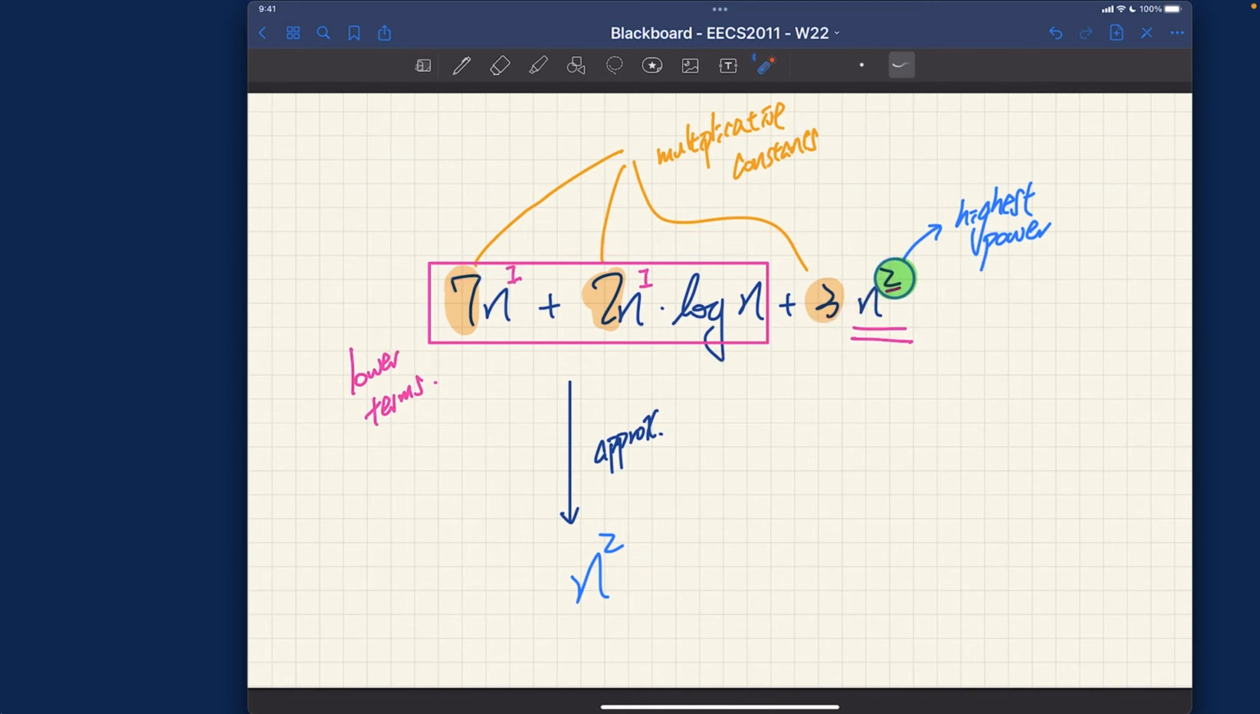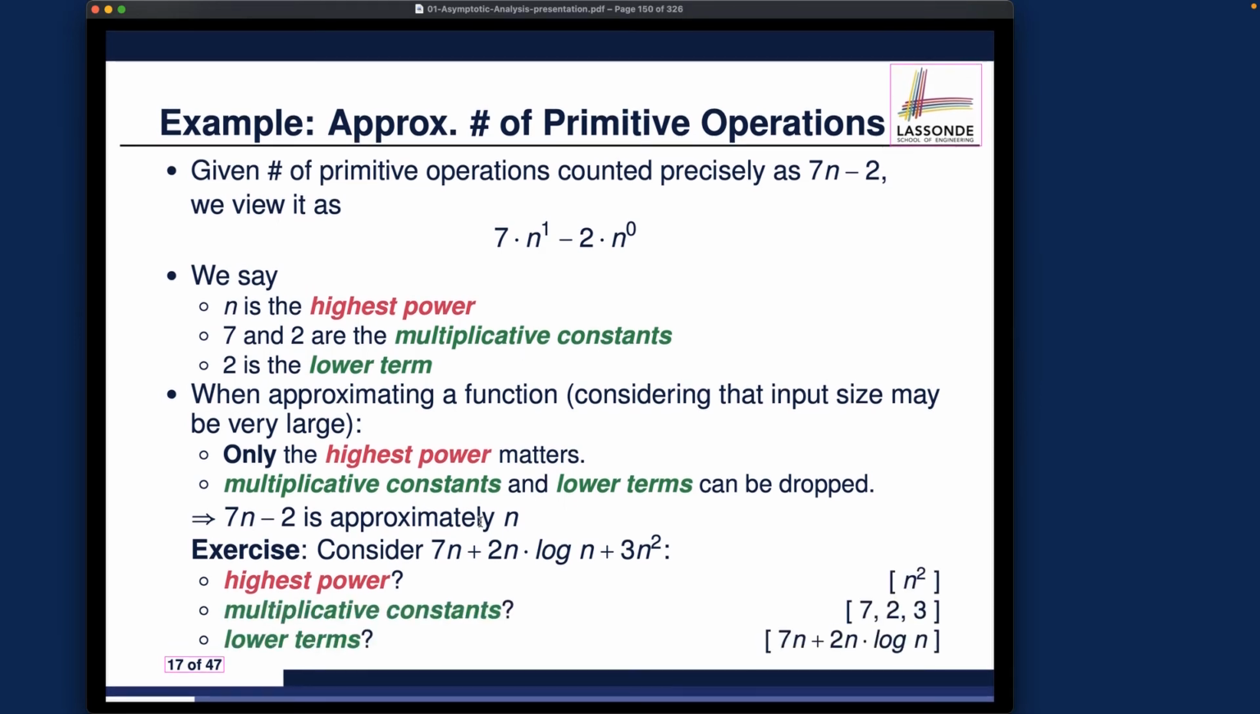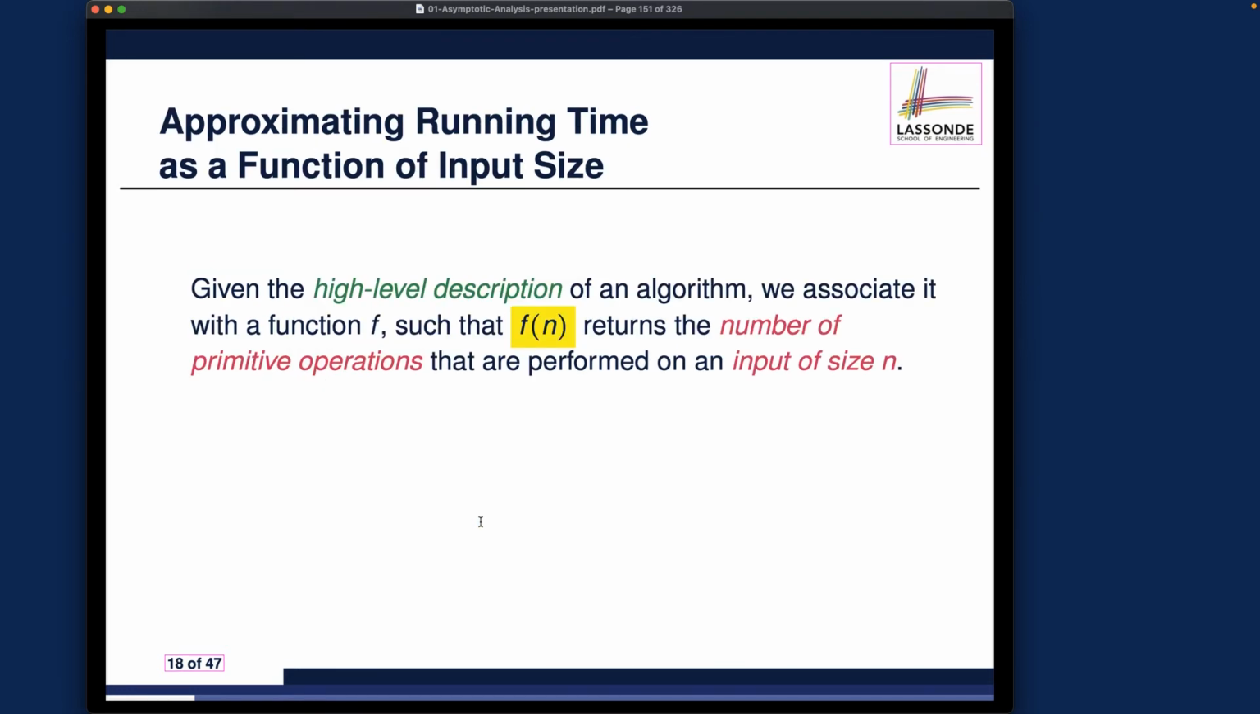I'm just trying to show you the steps, but usually it should be rather quick for you to judge what the approximation should be. We will be a little more formal once we define the mathematical definition for the asymptotic upper bound, but for now, let's get some intuition. So that's the highest power and then lower term, etc. That's something we just illustrated. Let's move on.